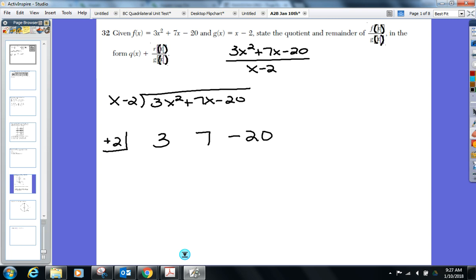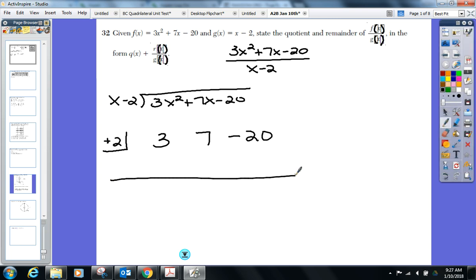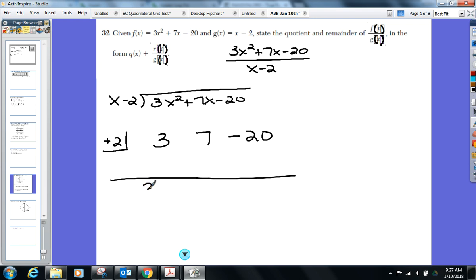All right, Owen, here we go. Let's go back to you. First thing I do, bring down the 3. Okay, bring down the 3. What's your next procedure here? Because we haven't reviewed synthetic at all yet.